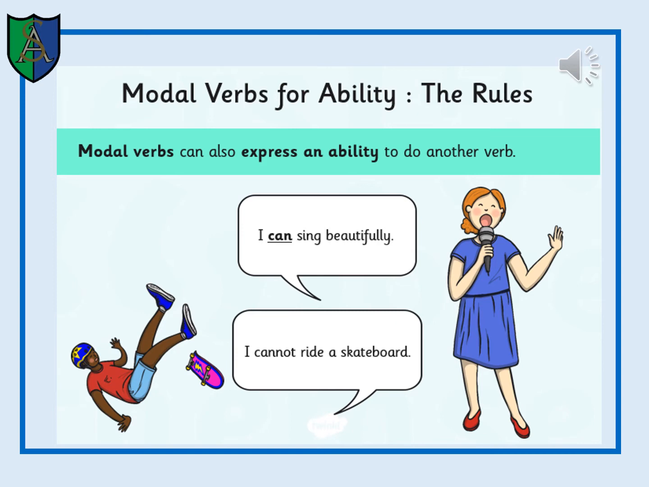Modal verbs can also express the ability to do another verb. So in the first sentence there, the verb is sing. The modal verb is can. I can sing beautifully. Or in this case below, I cannot ride a skateboard. So it tells you how well someone can do one of the other verbs in the sentence. Expresses their ability to be able to do it or not, as the case may be.